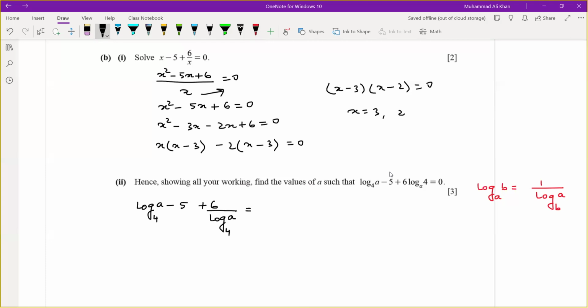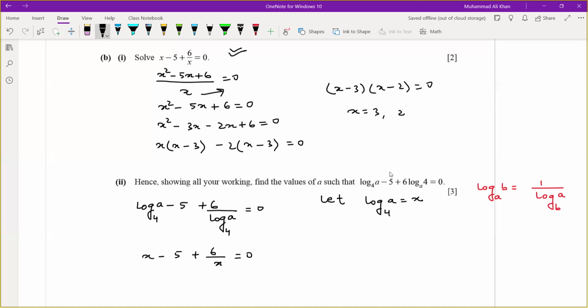equal to 0. और अब मैं कह रहा हूं let log 4a is equal to x. तो ये क्या हो गया, x minus 5 plus 6 over x equal to 0. And it is the same as the equation of part 1.